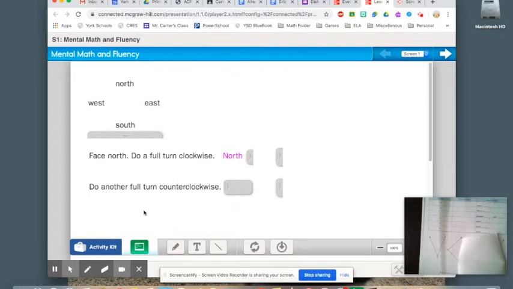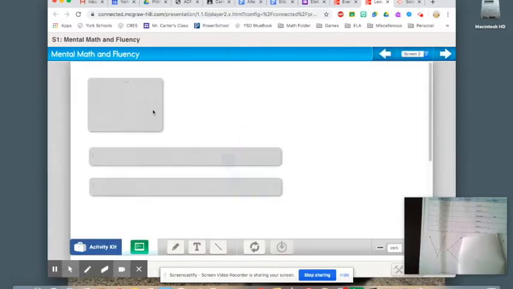Okay, next question. Now that you're on north, you're going to do a whole other full turn clockwise. I'm sorry, counterclockwise, my apologies. Where do you end up? Once again, you end up facing north. Okay, let's do the next one.